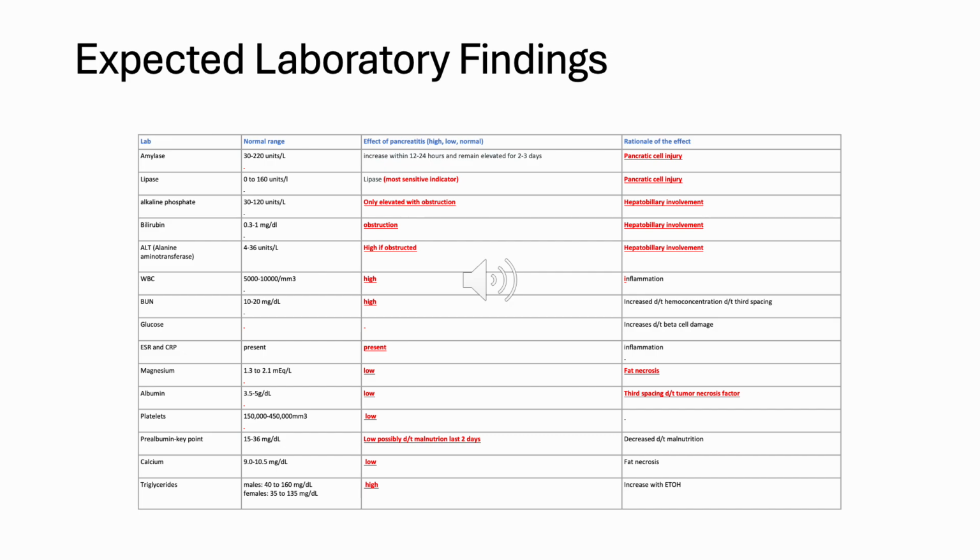Okay, the expected laboratory findings are the findings you'll see in somebody with acute pancreatitis. I talked about amylase and lipase in the assessment lecture. Basically, amylase and lipase are enzymes that are released prematurely from the pancreas due to pancreatitis. The amylase is going to increase first, within 12 to 24 hours of pancreatitis, and it remains elevated for 2 to 3 days. The lipase is actually more sensitive. It increases a little bit later, but it stays elevated for about a week.